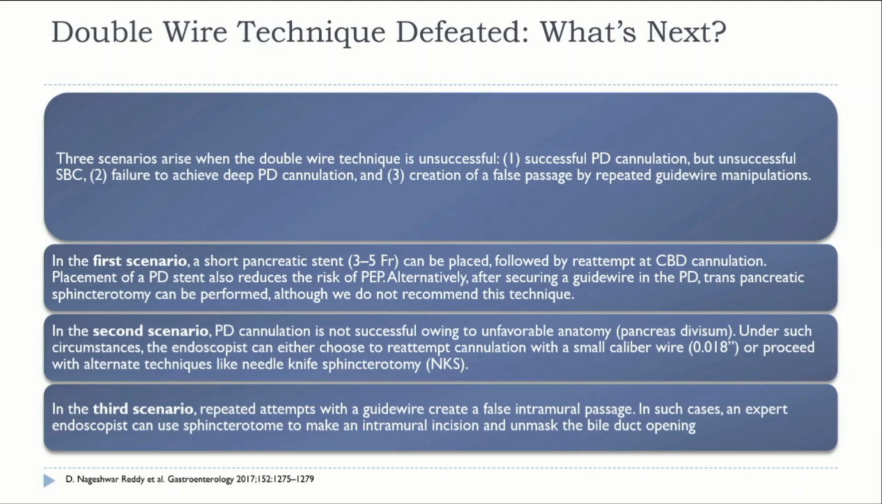Now, after double guide wire failed, what is next? There are 3 scenarios with an unsuccessful double guide wire technique. Successful pancreatic duct cannulation but unsuccessful selective bile duct cannulation. Failure to achieve deep PD cannulation and creating a false passage with repeated guide wire manipulations. So in the first scenario, a short pancreatic stent can be placed, followed by reattempt of CBD cannulation. This will help prevent post-ERCP pancreatitis, but will also reorient the papilla in a more neutral position in order to achieve the cannulation.